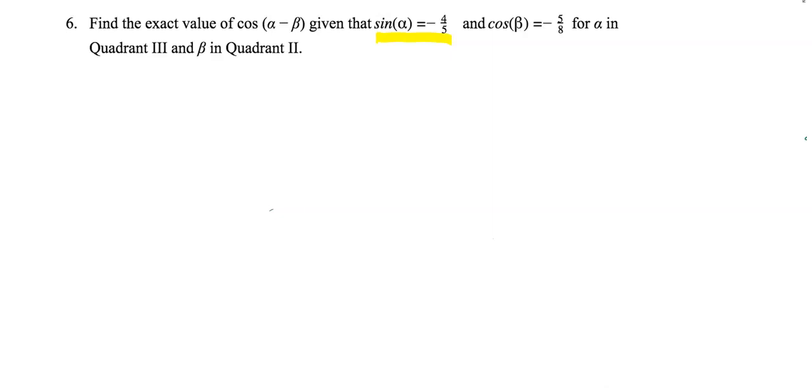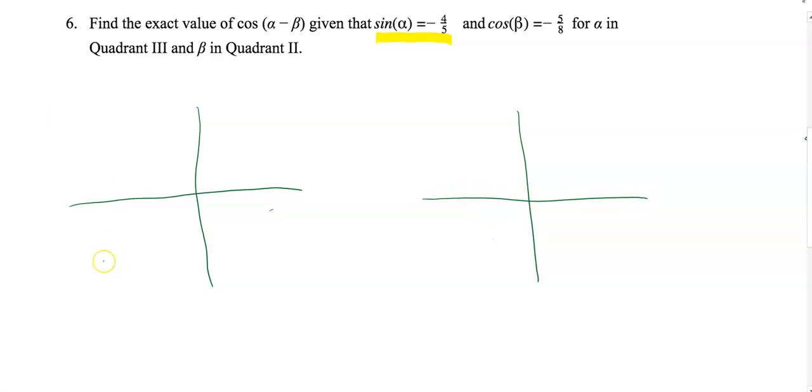Number 6. Find the exact value of cosine alpha minus beta given that sine alpha equals -4/5 and cosine beta equals -5/8, for alpha in quadrant 3. So alpha is in quadrant 3, around here, and beta is in quadrant 2. That'll be a beta right there.